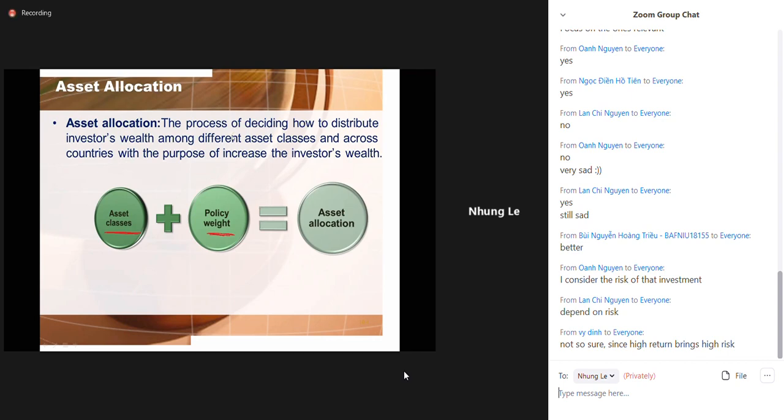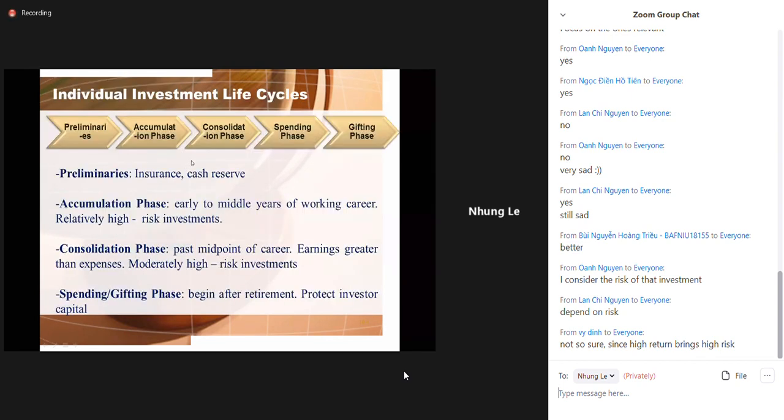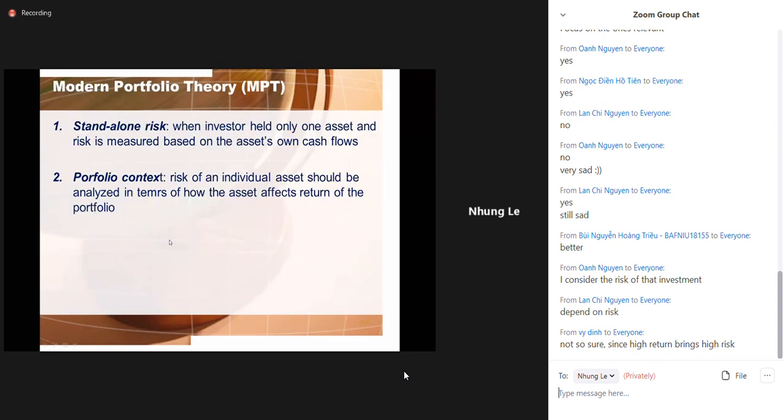For the IPS, here we have already discussed the individual investment life cycle. Now we have finished the IPS with some important points. Here, we look at the theory for one who invests in a portfolio, for topic 2. Okay, look at this one.